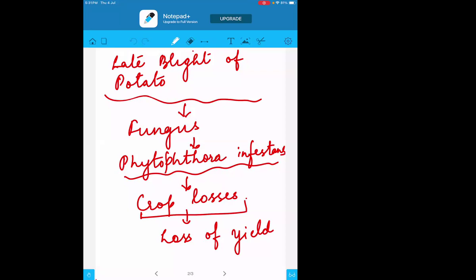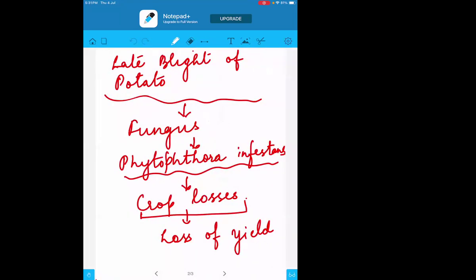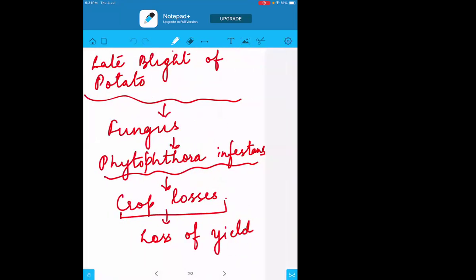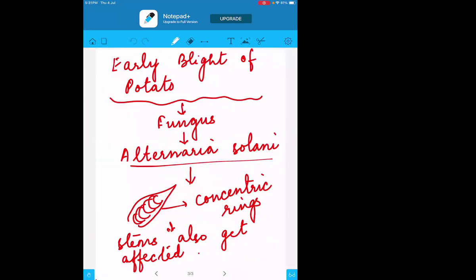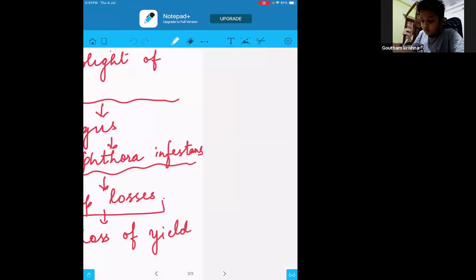If I talk about these both, the late blight will have more negative consequences, and the early blight of potato will have fewer consequences. Why? As the name says, early blight means it comes at earlier stages, whereas the late blight will be coming after the early blight.